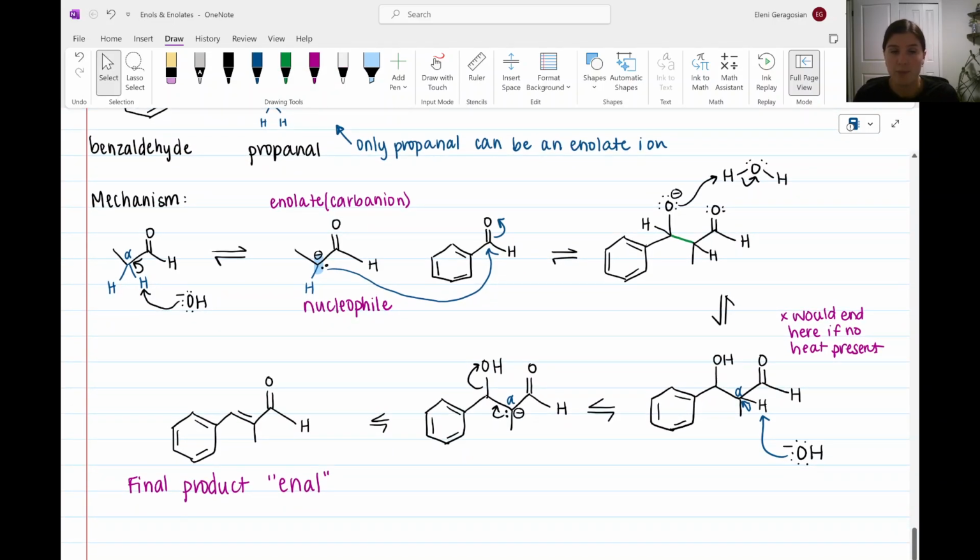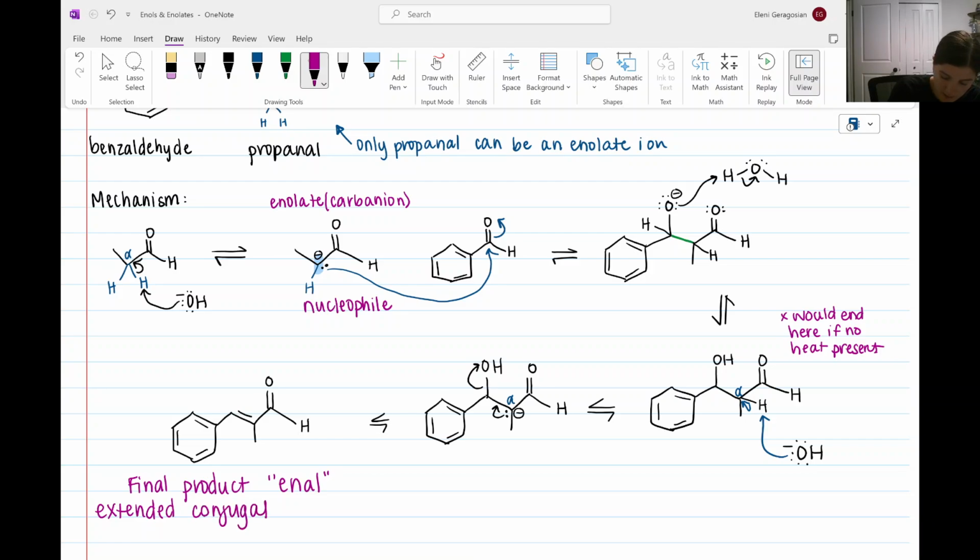Now, I've mentioned in previous videos that forming conjugation, or producing conjugation, in the final product promotes the forward reaction to produce the enol. In this case, when you're using benzaldehyde, that conjugation is extended even further. So we have extended conjugation. And this promotes the forward reaction.